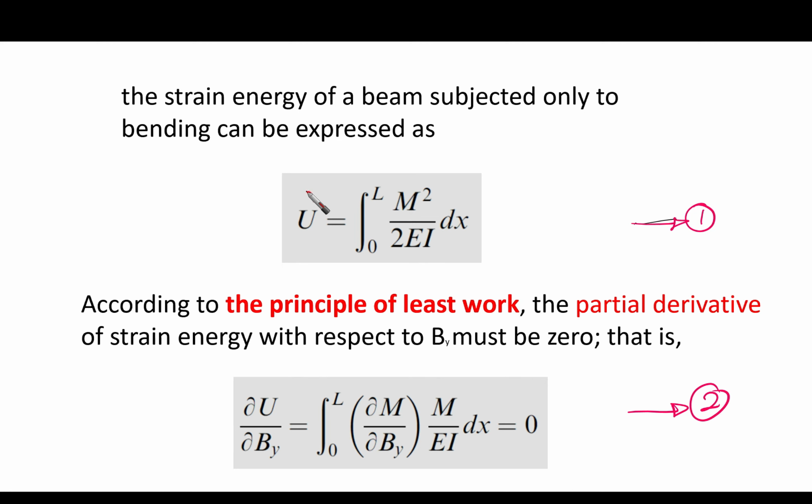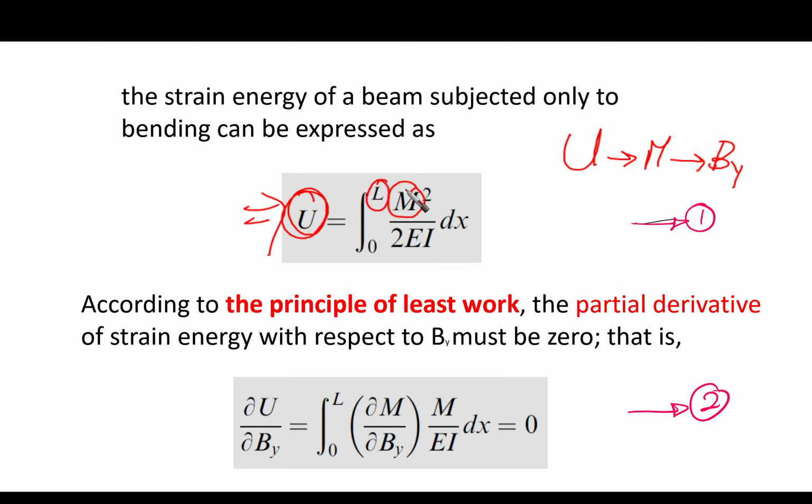We want to get the strain energy as a function of the moment. Remember, as I said, we want strain energy to be a function of the moment, and this moment should be a function of our redundant, which is by. So we put this equation, and we got it, as we said, from chapter 7 of the book or from the previous videos in Structure Analysis 1. It is the integration from 0 to L for the entire length of M squared over 2EI.